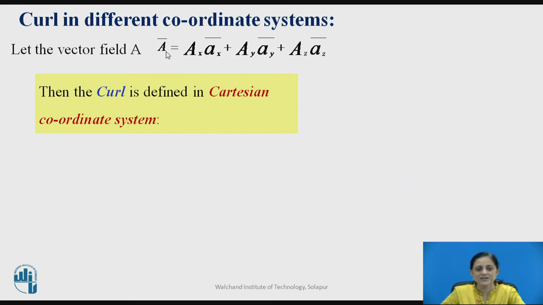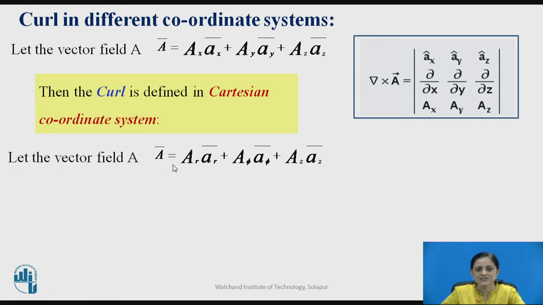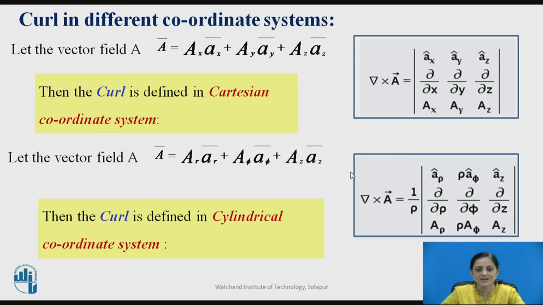So let the vector field be given by this A bar. It is defined in Cartesian as Ax a bar x plus Ay a bar y plus Az a bar z. So curl of that vector in Cartesian can be defined with this determinant as given in this determinant form. Now let us consider the vector field which has A bar as Ar a bar r plus A phi a bar phi plus Az a bar z. It is in cylindrical coordinate system. So in cylindrical coordinate system, curl operation of this A bar can be defined with this equation. Again, for the curl operation, determinant is considered.